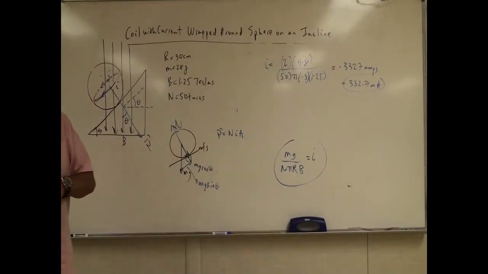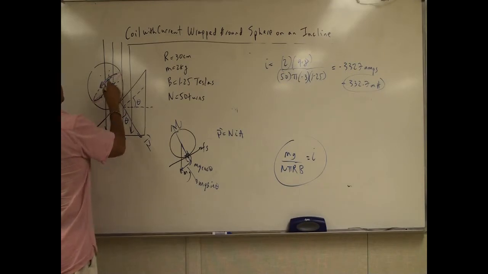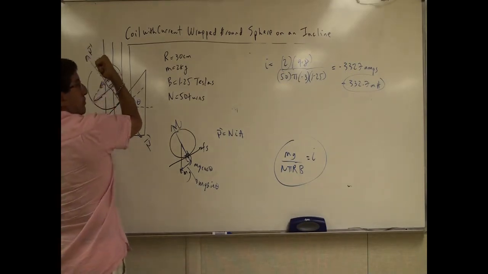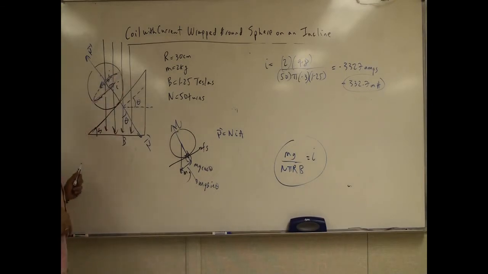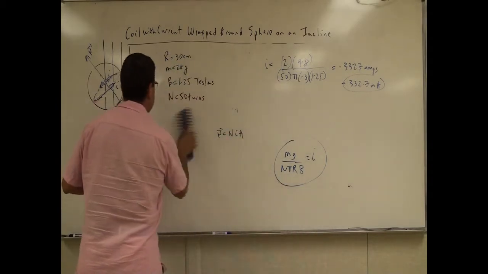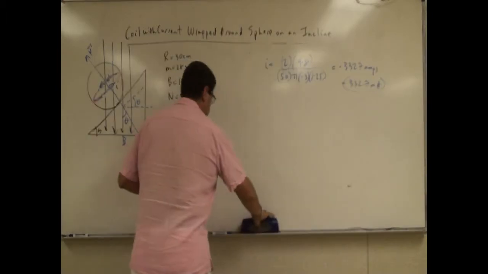Well then, what's going to happen if we reverse the direction of the current? If we reverse it, then the current is going to be going this way, the magnetic moment will be this way, and now the torque will be out of the board, so it's going to cause it to want to roll down also. So then it's going to start accelerating.